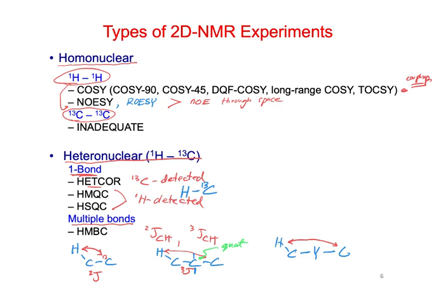Okay, so those are the points. This really becomes useful. Usually what we do is we use the homonuclear experiments and look for proton-proton coupling. We can use the heteronuclear 1-bond experiments to see which carbons are attached to the protons that we looked at in the homonuclear. So we're building up fragments, and then we can hook those fragments together using the multiple bond experiments.